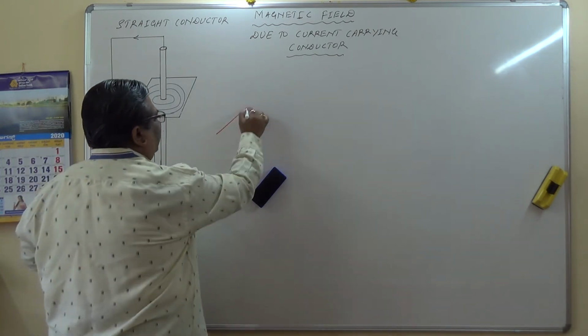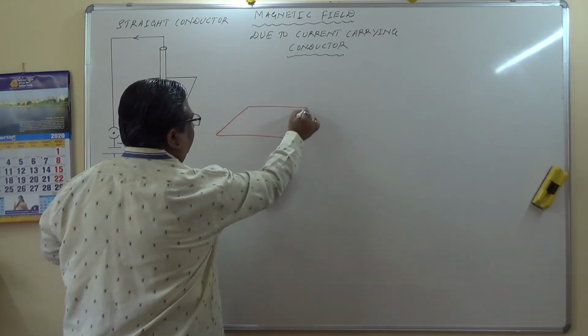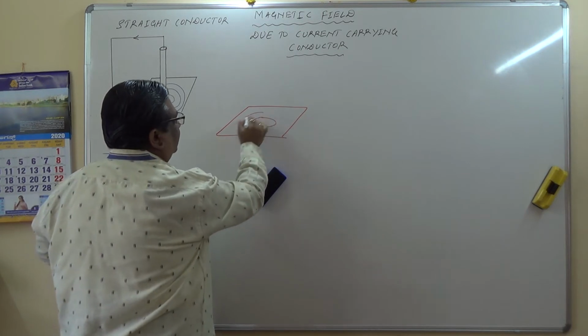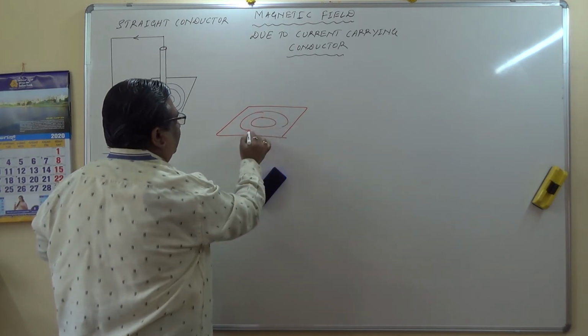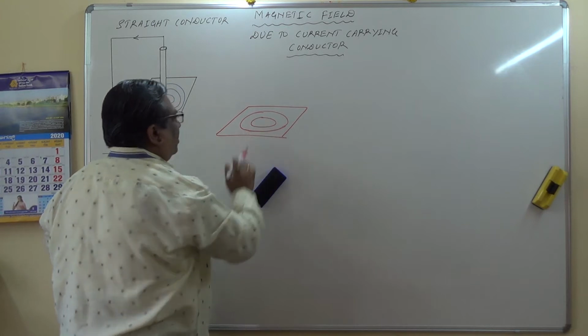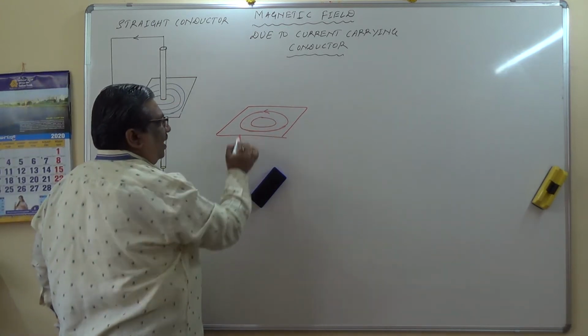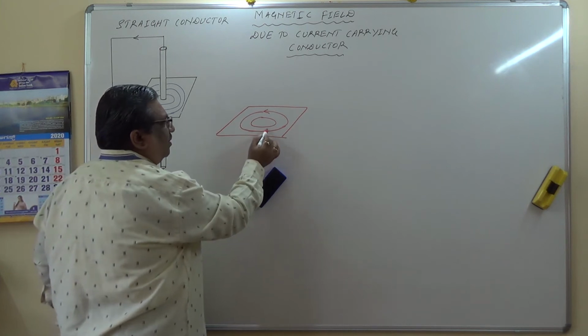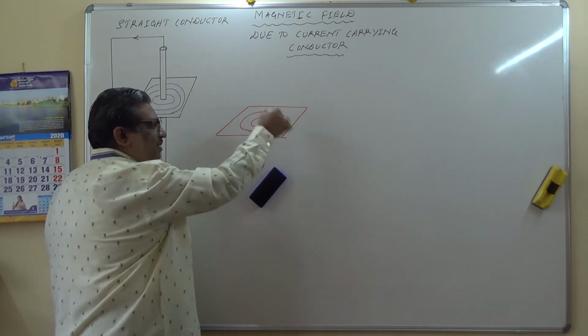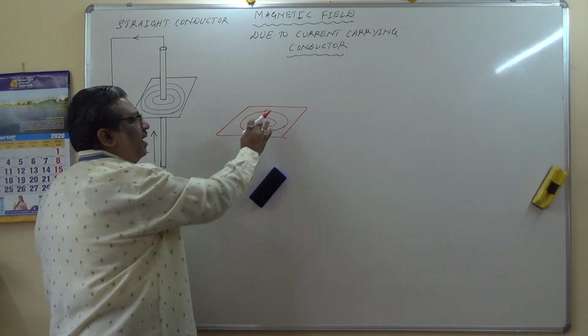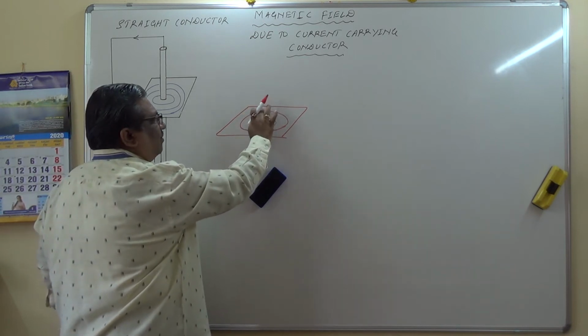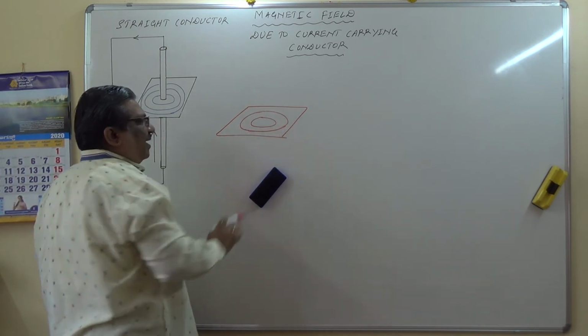if these are the concentric circles, something like this, okay, definitely we need to put an arrow here, either this way or this way. Either this way or this way, I need to put an arrow. Why is that arrow required? Because that gives the direction of the magnetic field line.